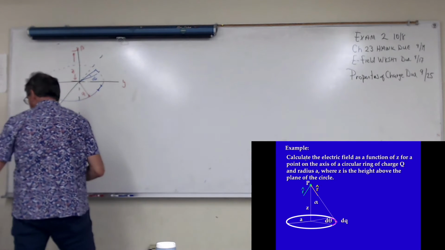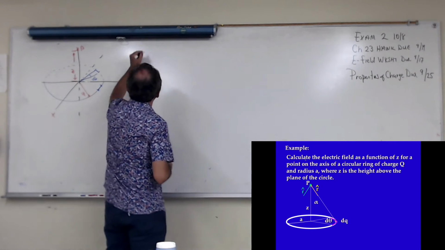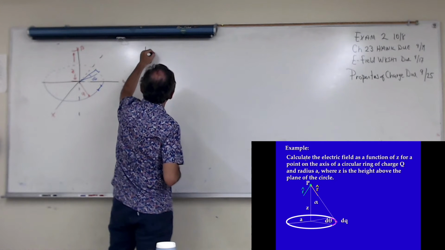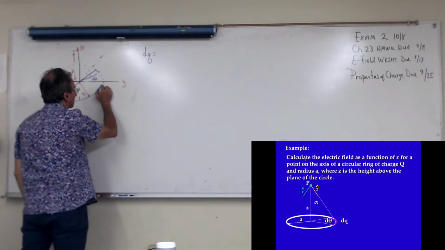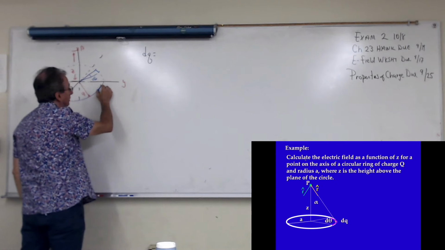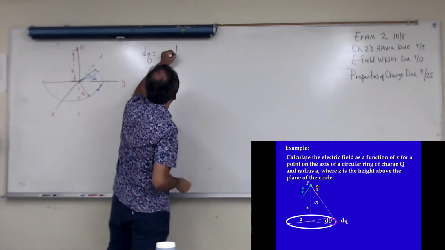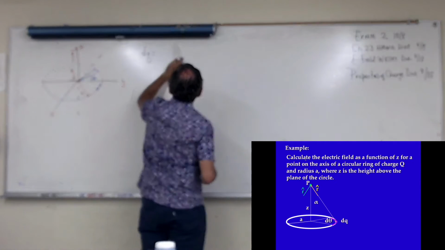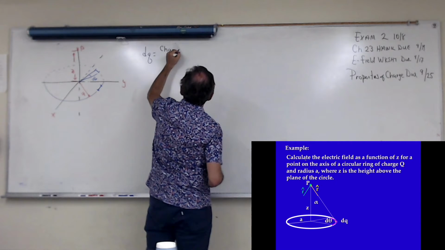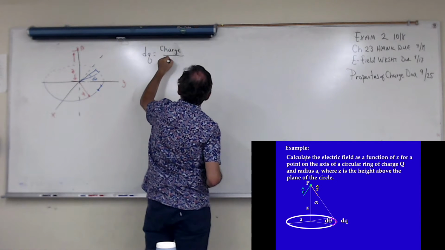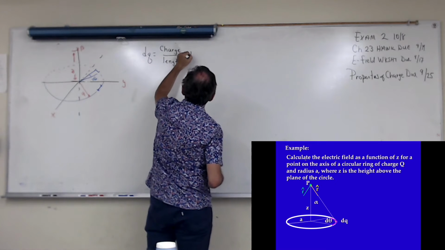I want to write down my dq for this little piece of length ds. So this is going to be the charge per unit length times our ds.